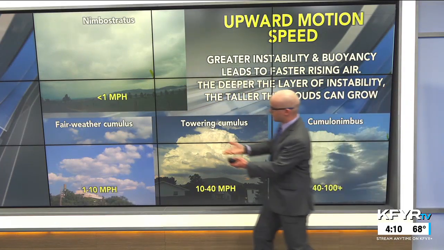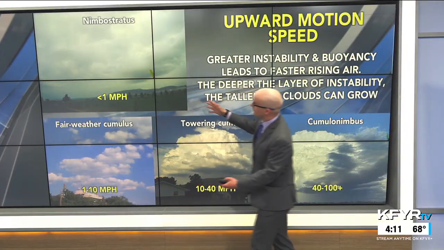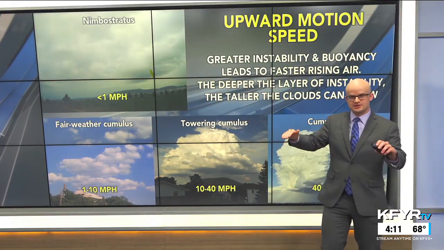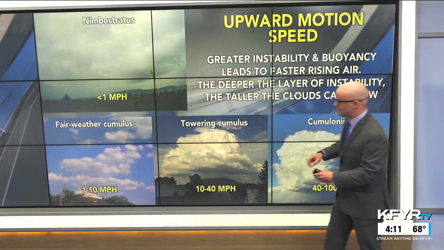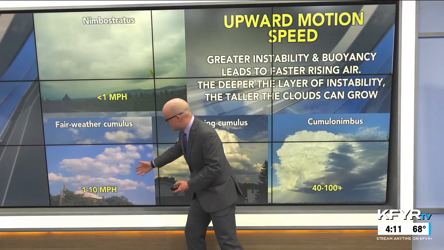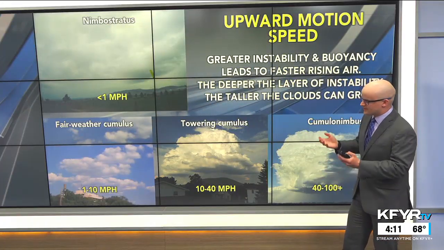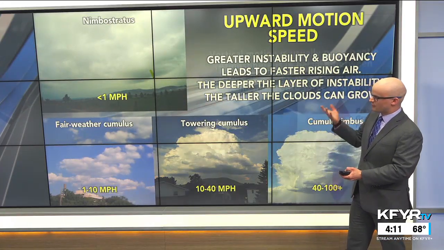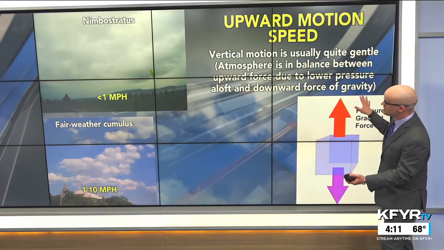So the upward speed of that rising air would be less than a mile per hour with nimbostratus clouds, those sheet-like clouds that we saw about a week ago with the steady rain. Then fair weather cumulus clouds like we have today, that rising air is, again, relatively light, so it's not deep convection that forms taller clouds and thunderstorms. So vertical motion is usually quite gentle in the atmosphere.